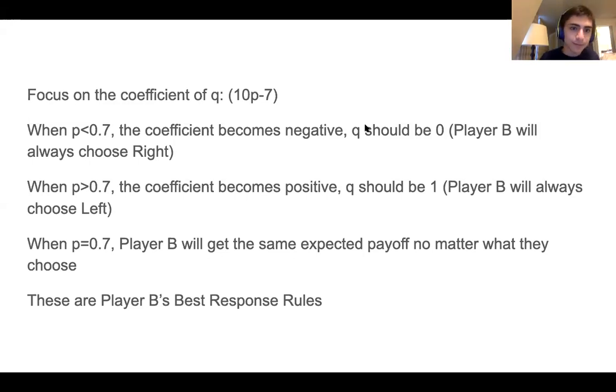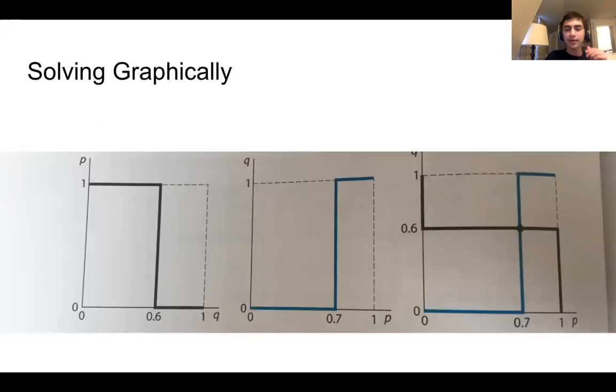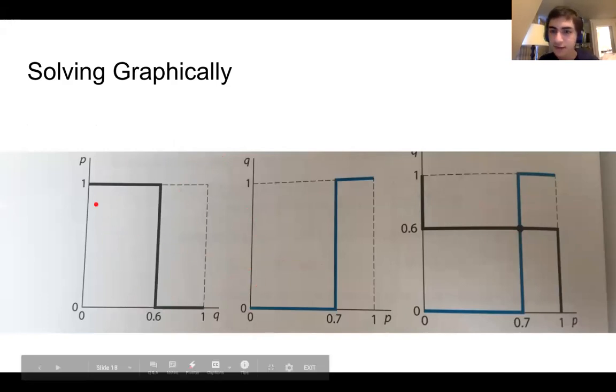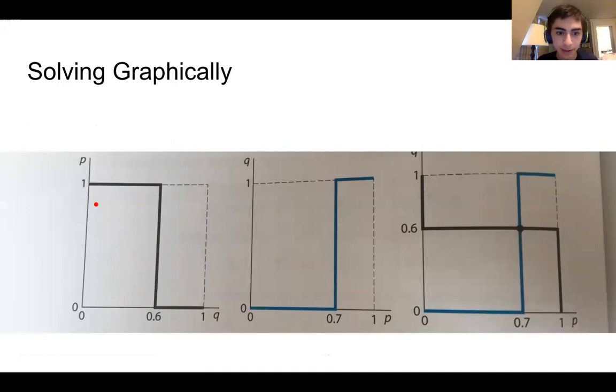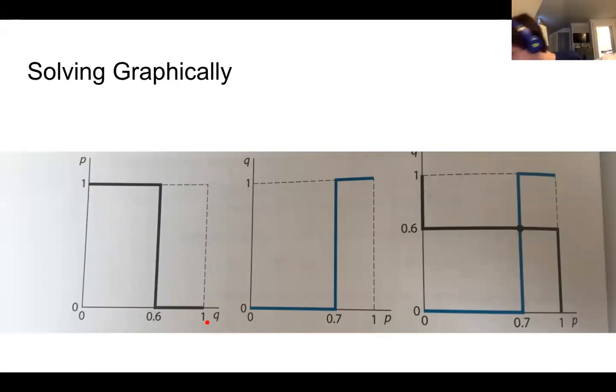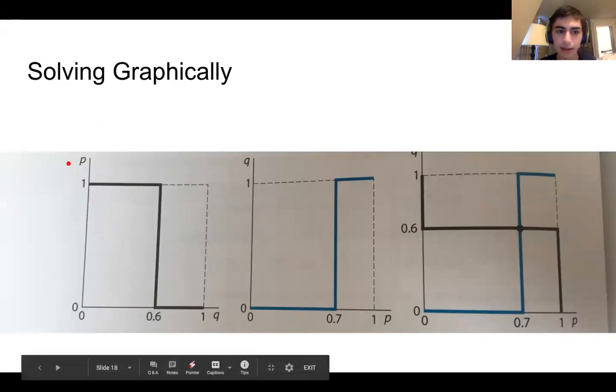All right, so we can solve this graphically, right? So this first graph represents player A's response rules, right? So the x-axis is Q, which, if you remember, represents player B's chance of picking left, and P represents player A's chance of picking up.